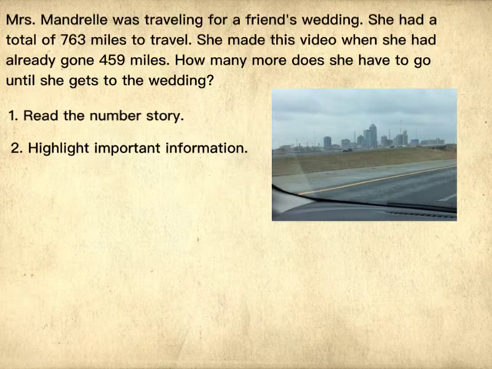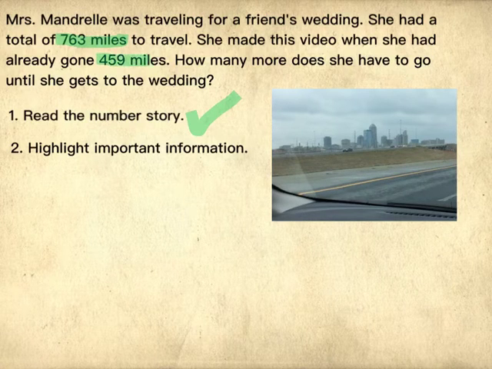Now that I have read the number story, I should highlight the important information. First off, I see some numbers here. She traveled a total of 763 miles. And I see she had already gone 459 miles. And then I see the words here in the actual question. How many more does she have to go until she gets to the wedding?